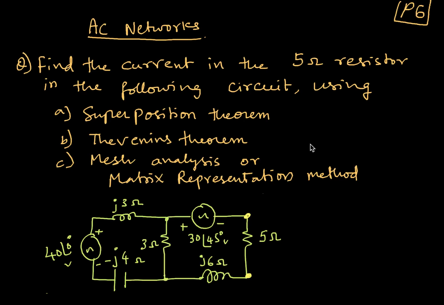Hello everyone. So let's continue our analysis of this AC network. We had already tried superposition theorem and then we also tried Thevenin's theorem. So we got the same answer for both. Now I want to solve the circuit and find the current in the 5 ohms resistance using mesh analysis. So let's do some bit of mesh analysis, or I also call it matrix representation method.